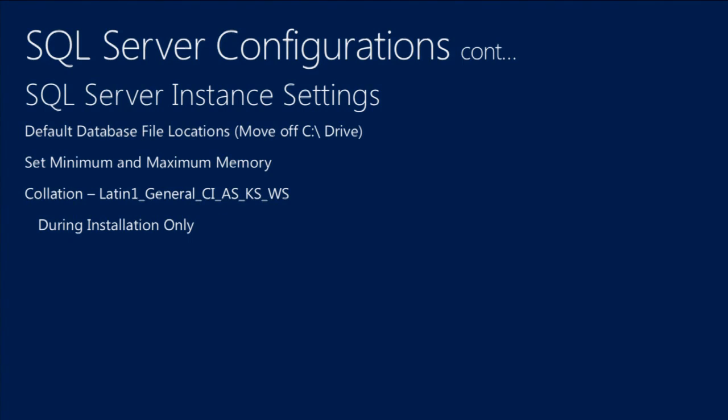So we want to move our database files off from the C drive. And as you know, for SharePoint admins, one of the things we can do for performance, most of our logging by default in SharePoint is on the C drive. Get that moved as quickly as possible.